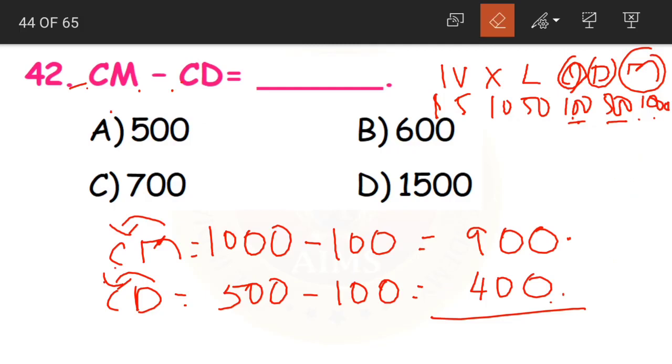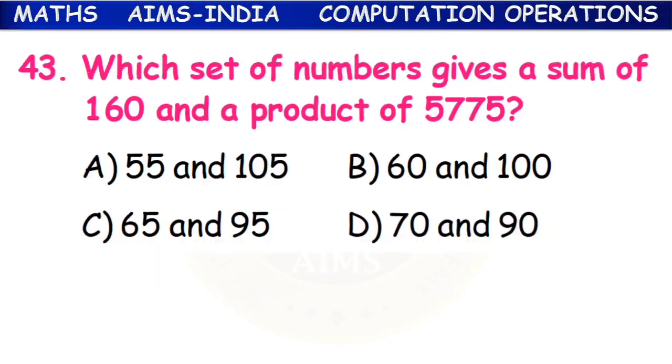Now what should we do with the CM and CD? As given in the question, we need to subtract. 0 minus 0, 0. 0 minus 0 again 0. 9 minus 4, 5. What is the answer, children? CM minus CD is equal to 500. That is option A. Next question.